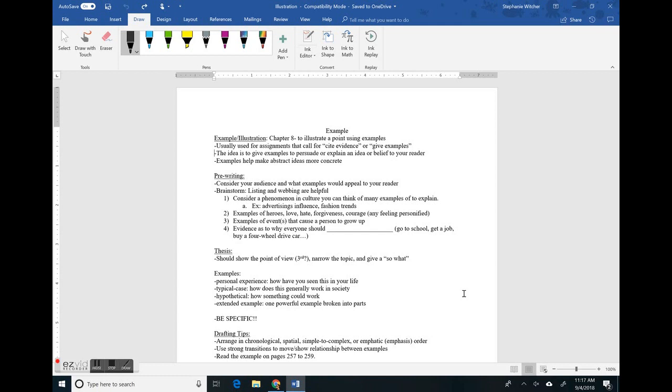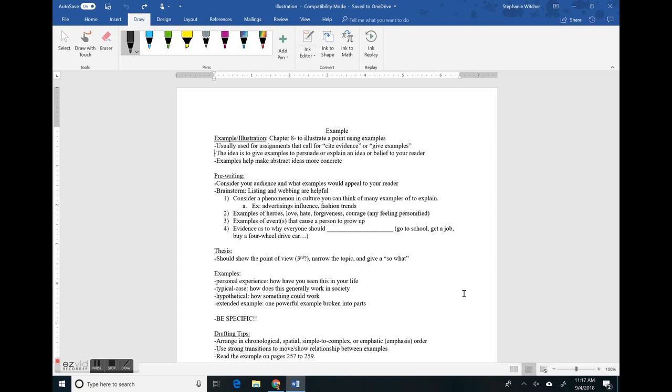But the idea is to provide examples or more details to persuade or to explain an idea, which means your purpose could be to persuade, which means then you give us 3 reasons, or to explain, which means you give us 3 examples. So depending on your purpose, that also influences what your paper sounds like whenever you put it together.